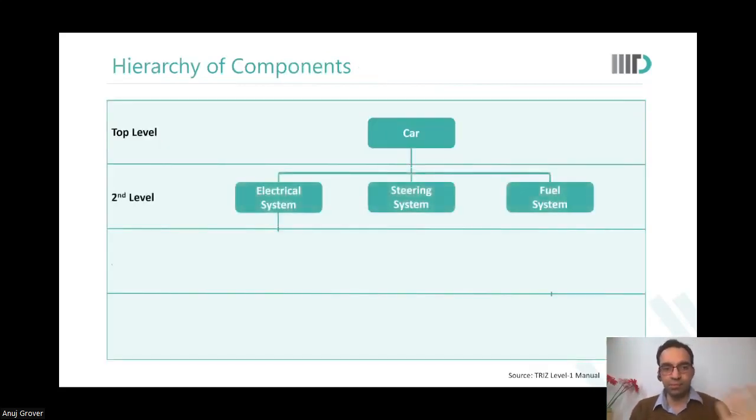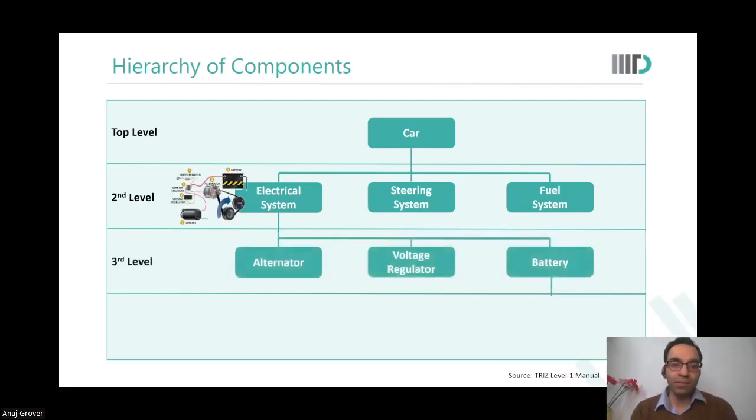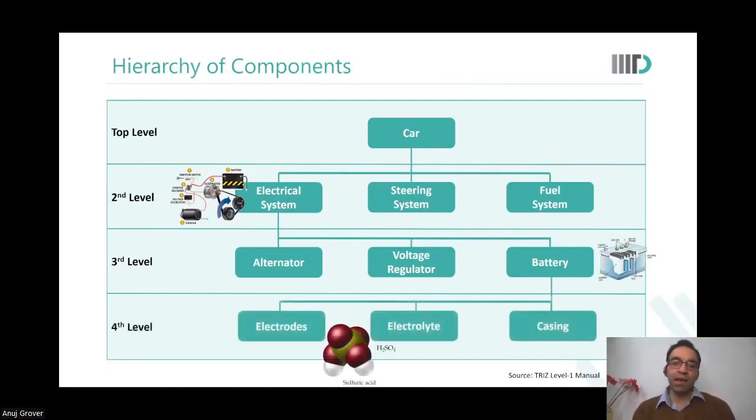Car. At the second level, there are electrical. So when I say of a car, I say, okay, there is an electrical system, there is a steering system, there is a fuel system. Now, I may say that the electrical system has an alternator, a voltage regulator, and a battery in it. And then I could say that the battery has electrodes, electrolytes, and casing.